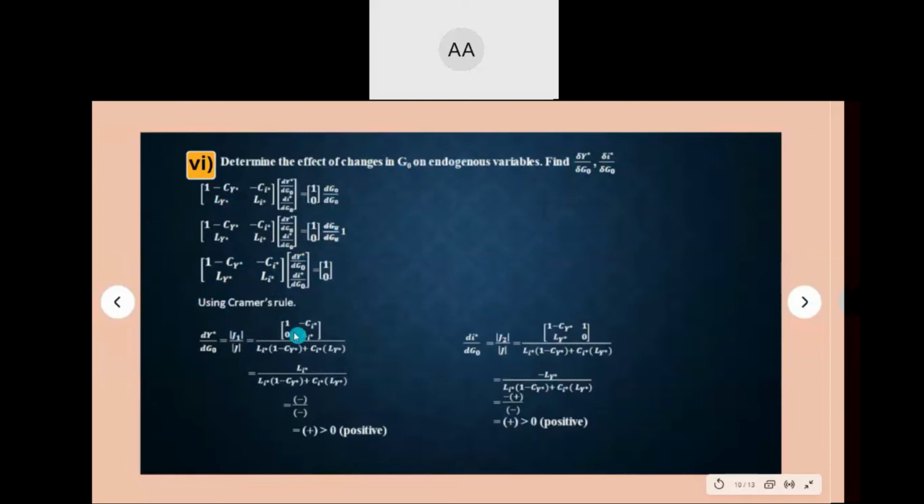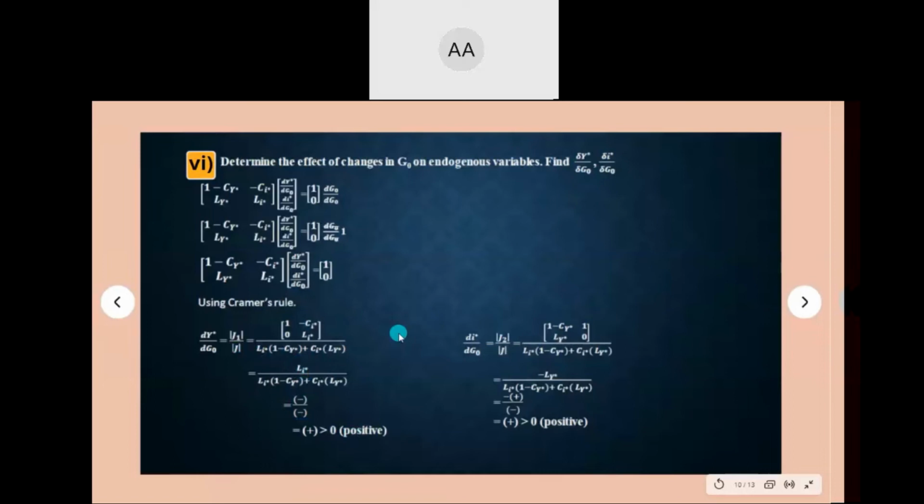Firstly, determinant J1, we get 1, negative CI star, 0, LY star, and divide by determinant J, which is LI star multiplied by 1 minus CY star plus CI star multiplied by LY star, and we get negative. On J1 we get negative, and determinant J we get negative also, and the result is positive, which is more than 0.